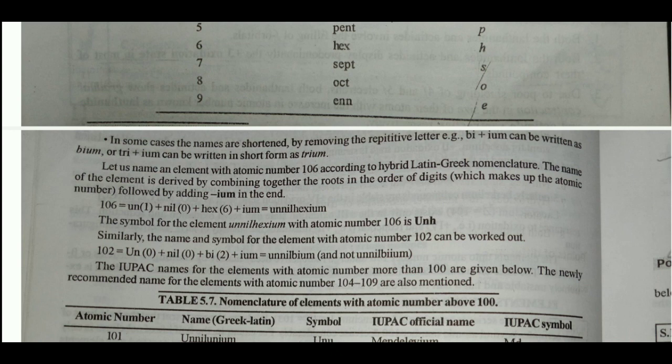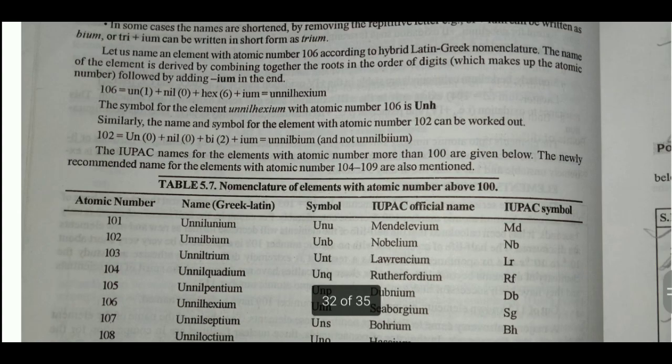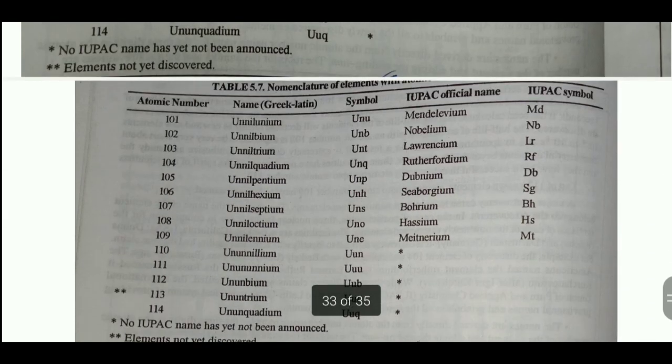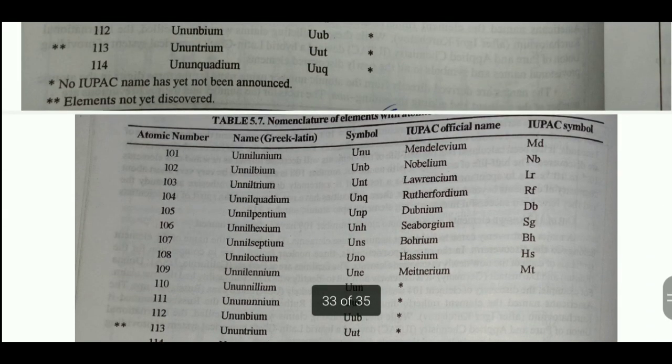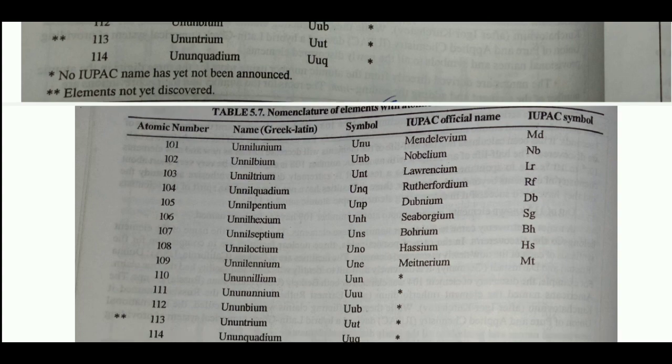The IUPAC names for the elements with atomic number more than 100 are given below. The newly recommended names for the elements with atomic numbers 104 to 109 are also mentioned. No IUPAC name has yet been announced for elements not yet discovered.